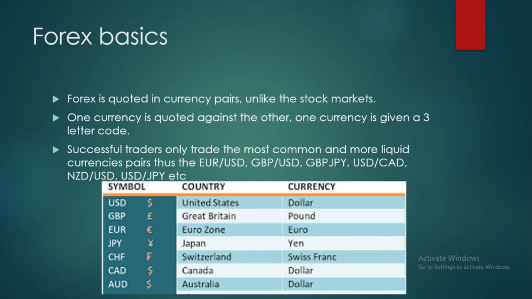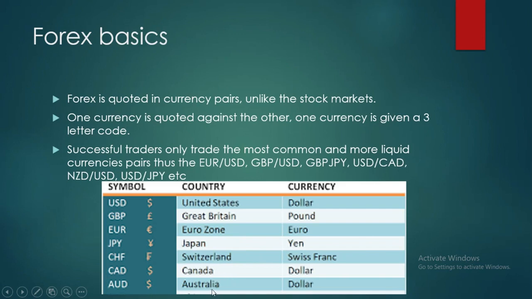But when you talk about currencies, remember a currency is for a certain country. So you'll be trading one currency against another currency from another country. The currencies that we actually have include the US dollar, the Great British Pound, the Euro, the Japanese yen, the Swiss franc from Switzerland, the Canadian dollar, and the Australian dollar.